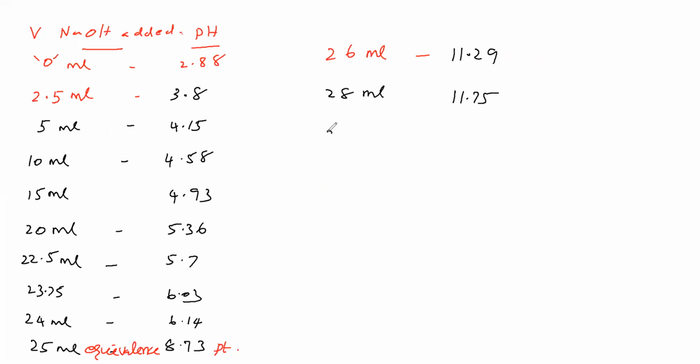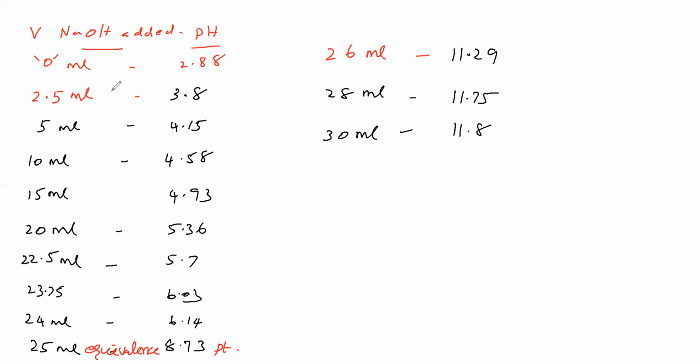Continuing adding sodium hydroxide, 30 ml we got. Now the pH we are seeing is 11.8. So we got this pH. Now we will see how the pH is changing on adding sodium hydroxide solution.